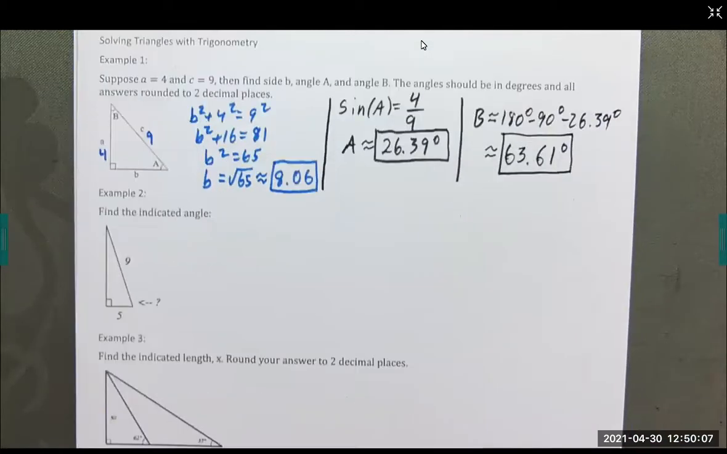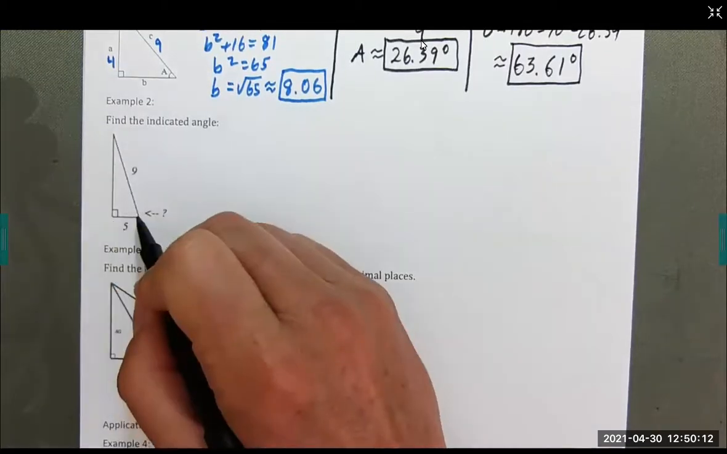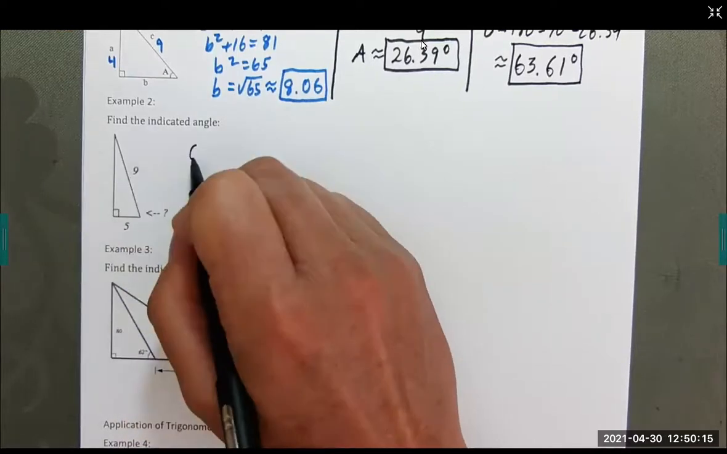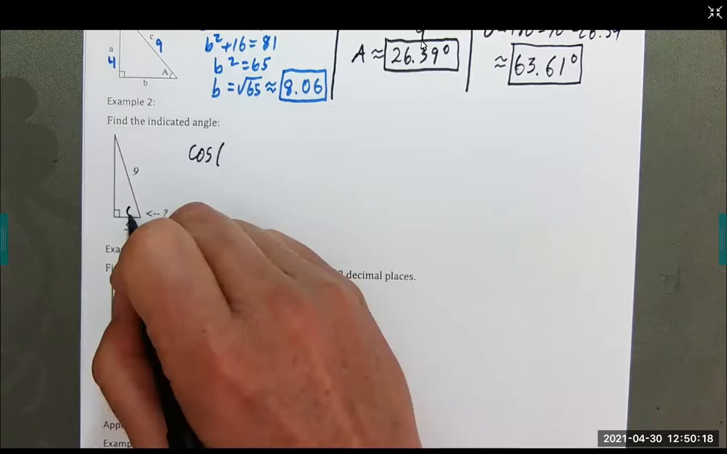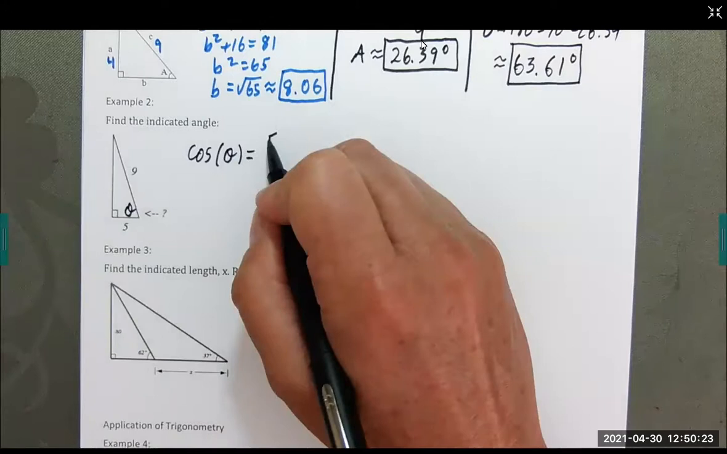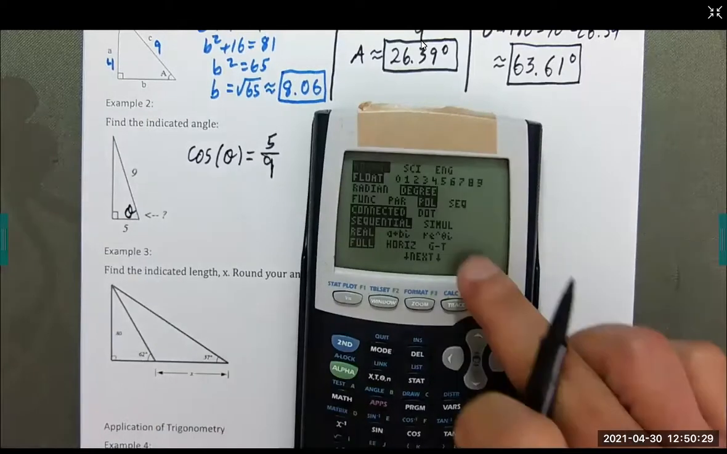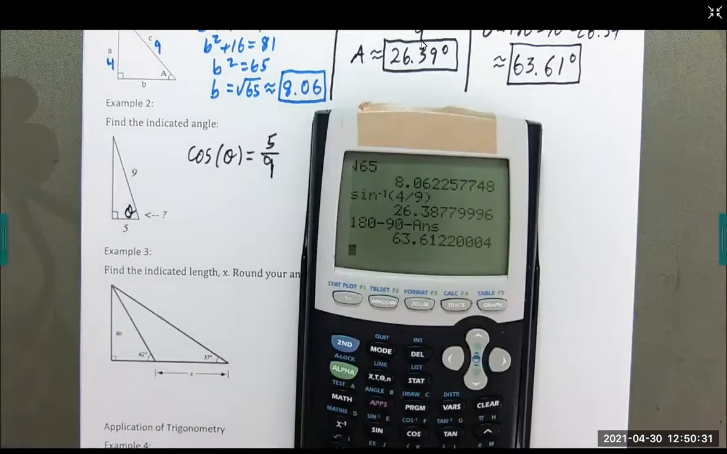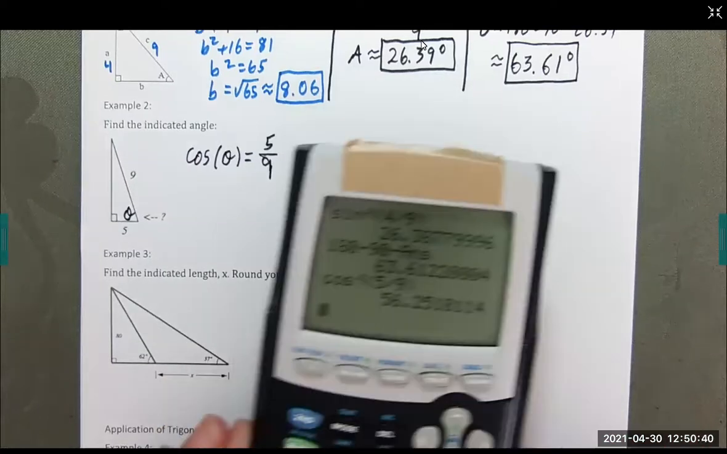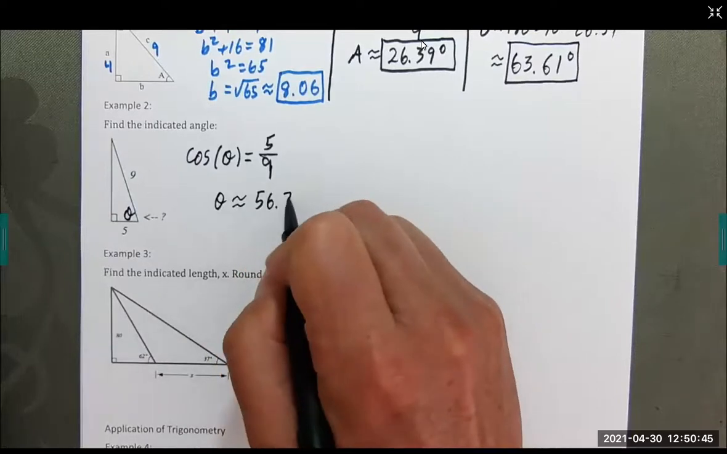Find the indicated angle. Now, the only information that we have for this one is the adjacent and the hypotenuse. That's looking like cosine to me. Cosine, let's give this a name, we'll call that theta. It's going to be 5 over 9. I'm going to check again, make sure we're in degree mode. So second, inverse cosine of 5 divided by 9. 56.25. So theta is 56.25 degrees.